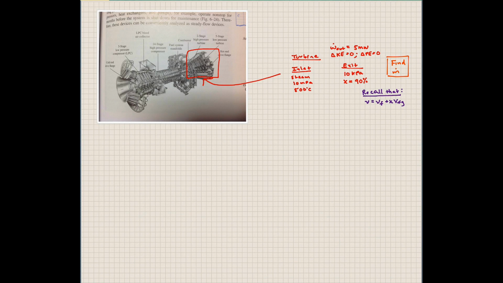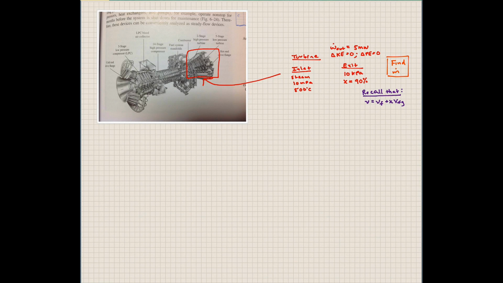And coming out, we have 10 kilopascals, and we have a quality of steam of 90%. So we know it's a saturated liquid, saturated vapor mixture, mostly vapor coming out at the exit.